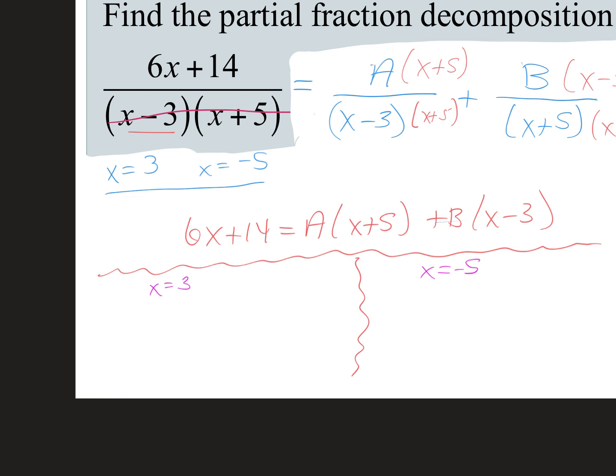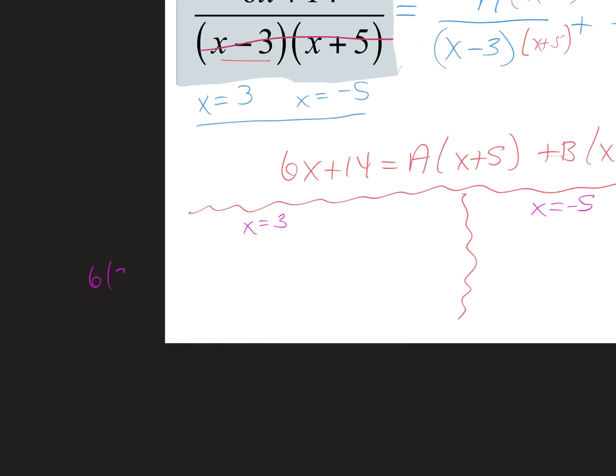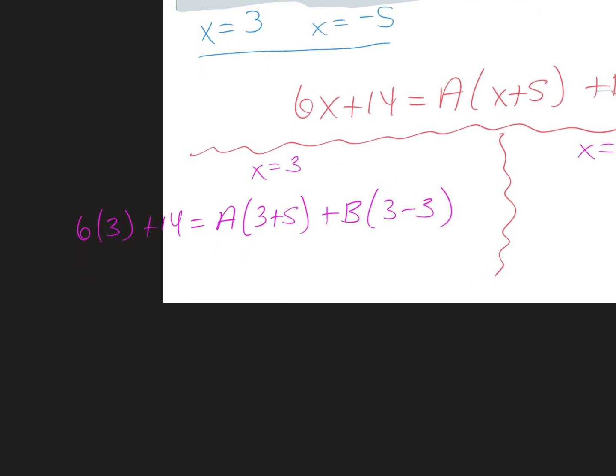Now, every single time you do this process, the same thing will happen, and you'll see here in a second. But if I evaluate this, so I have 6 times 3. There's lots of work to show here. I'm not going to have room. Hold on. 6 times 3 plus 14 equals a times 3 plus 5, right? Plus b times 3 minus 3. Everybody with me? Yeah. Okay, so let's simplify.